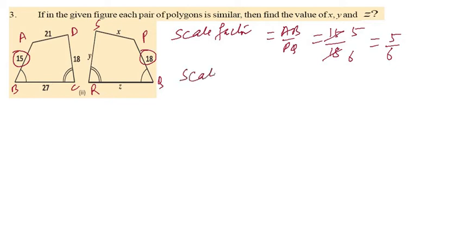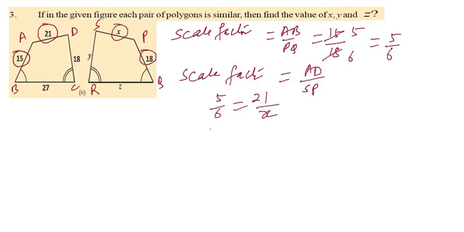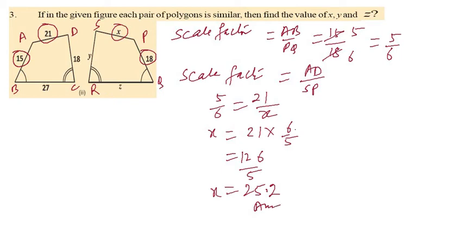Once again scale factor is equal to AD upon SP. It is given as 5/6, and AD is 21, so you have to write 21, and SP is X, so you have to write X. So X will be equal to 21 into 6 upon 5. So 6 ones are 6 and 6 twos are 12 upon 5. So 5 twos are 10 and 5 fives are 25, and 1 and 5 twos are 10. So X will be equal to 25.2. So that is the answer. Now once again scale factor.